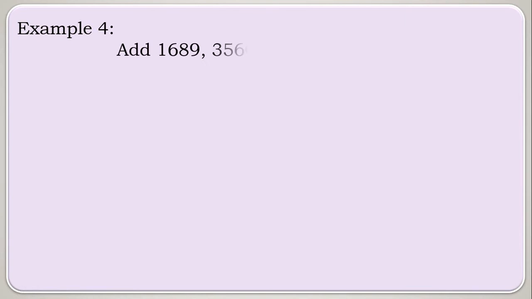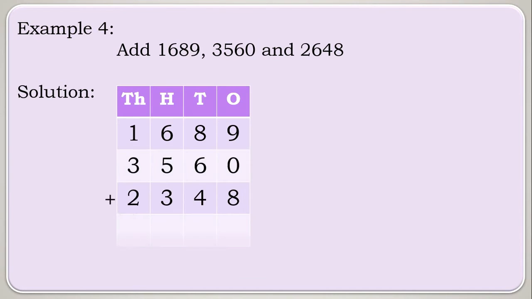Example number 4. Add 1689, 3560 and 2648. Here we have 3 4-digit numbers. Let us write down these numbers in the place values table.